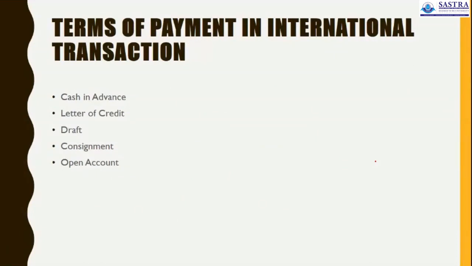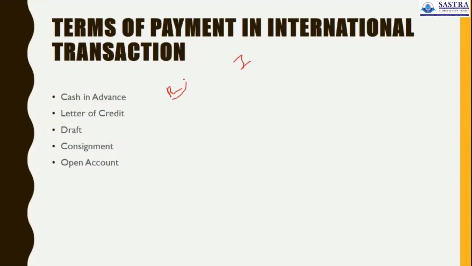And the terms of payment in international transactions. What are the terms on which the transactions happen? They are classified as cash in advance, letter of credit, draft, consignment, and open account, the major categories in which international transactions happen. Hope the first one is clear. Whenever transactions happen in the international environment, there are two important entities, the exporter and the importer.